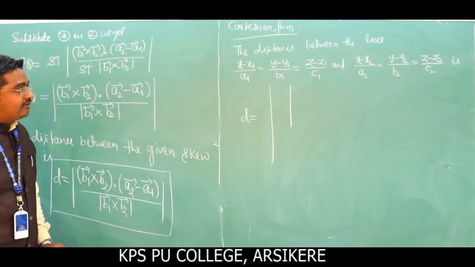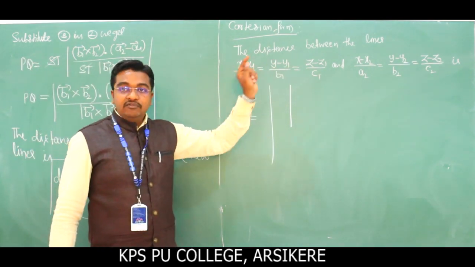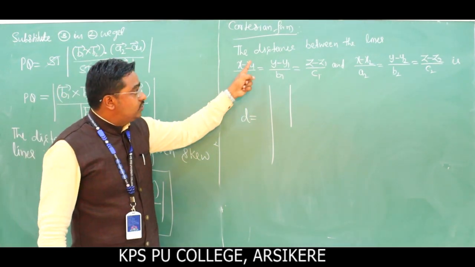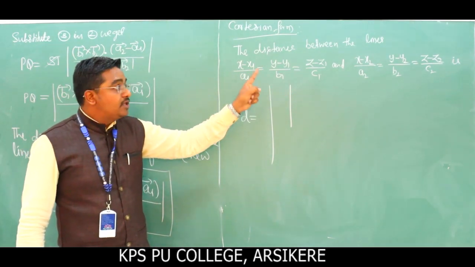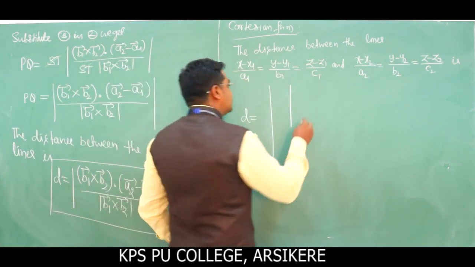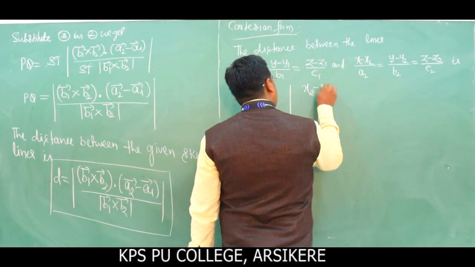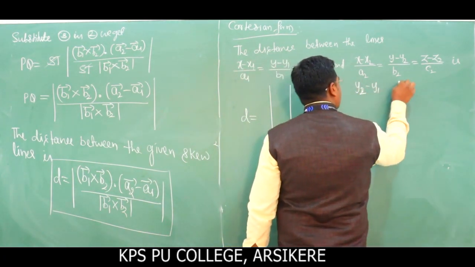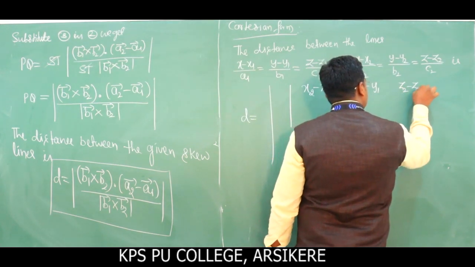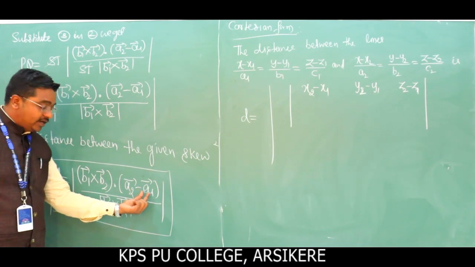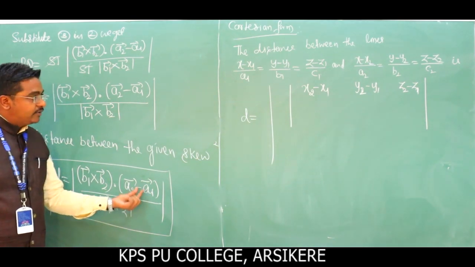Here a2 minus a1, this is the point x1 y1 z1 lying on line L1, or L1 is passing through x1 y1 z1. Similarly, line L2 is passing through x2 y2 z2. So this expression becomes x2 minus x1, second row y2 minus y1, z2 minus z1. Understood? This is a2 minus a1. Here a1, if needed, I will write it last.